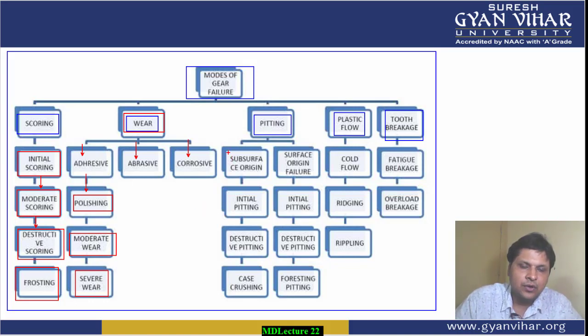Then you have a problem of pitting. Pitting is a mode of gear failure. So in it, what happens? First of all, there is the problem of subsurface origin. Initially this happens. Then after, there is initial pitting. Then this takes a destructive shape and it becomes destructive pitting.